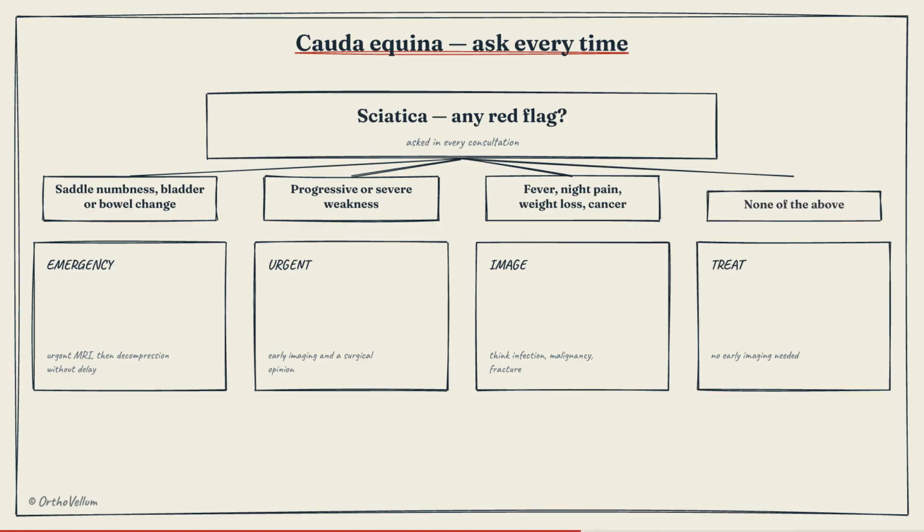It needs urgent MRI and, if confirmed, surgical decompression without delay, because the neurological recovery you get is strongly related to how compressed the roots were and how long they stayed that way. A patient who develops painless retention is not a patient to review in clinic next week.